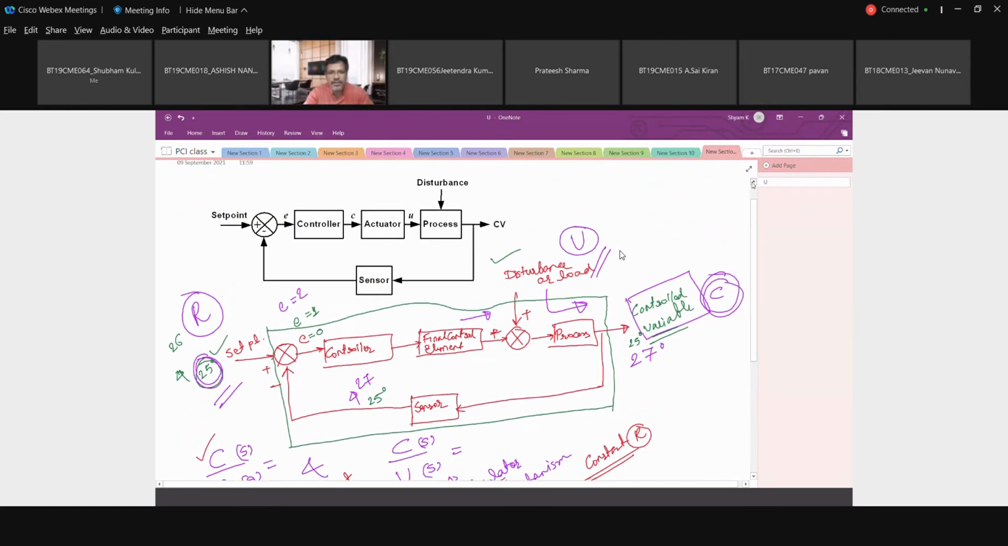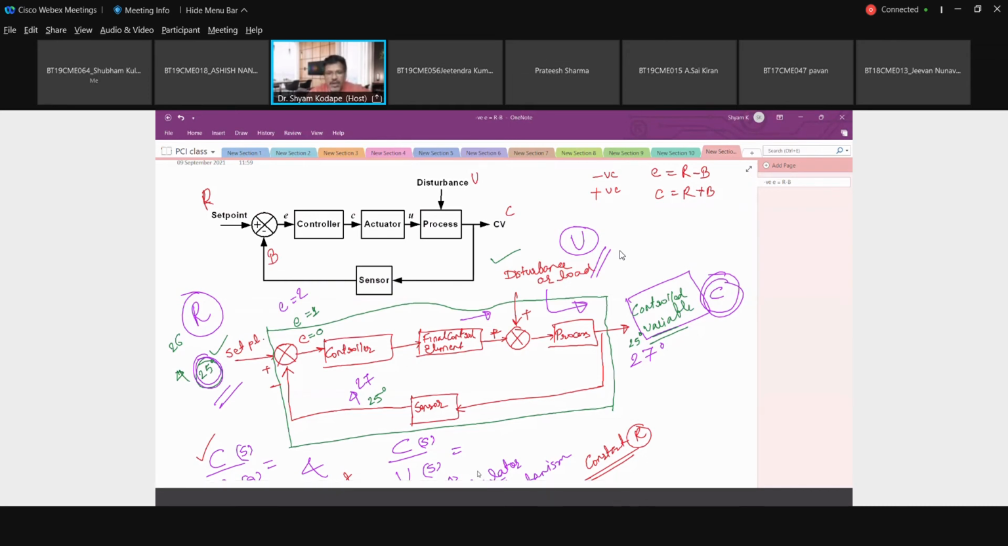ये है U, capital U, ये है C, ठीक है, ये है R, और ये है B। ठीक है, तो नेगेटिव फीडबैक में क्या होता है, error is defined as R minus B. और पॉजिटिव फीडबैक में क्या होता है, error is equal to R plus B. ठीक है, these are some terms we can use.